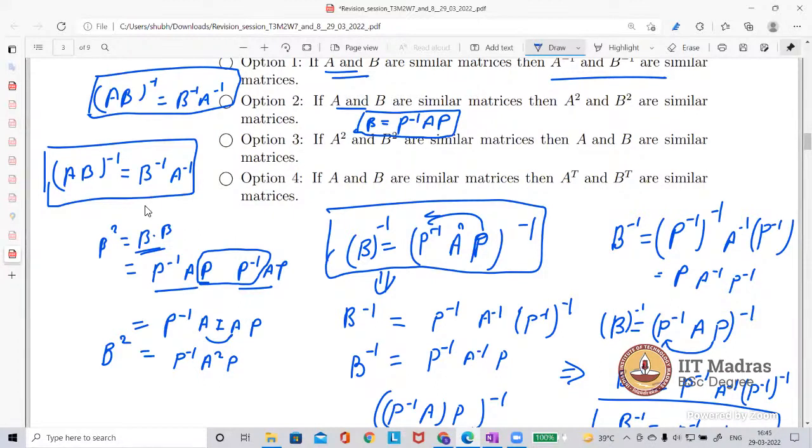Now what about this one? If A square and B square are similar, then will A and B be similar? I think the reverse is not true. So why? What is the reason? Or you can give an example which does not satisfy this one.